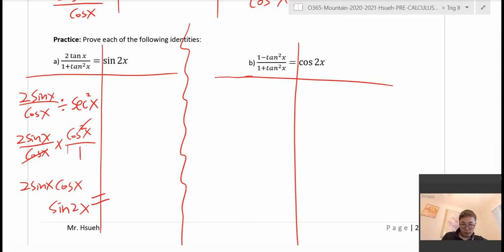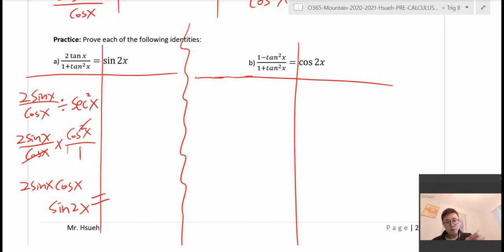Okay, part B, similarity. Again, you can rewrite 1 plus tangent squared as secant squared x. That's not a problem at all. This one though, I'm going to show you. What if you don't recognize that? Okay, so I'll show you. You can still do this question without recognizing that 1 plus tangent squared is secant squared. It might take a little bit longer though.